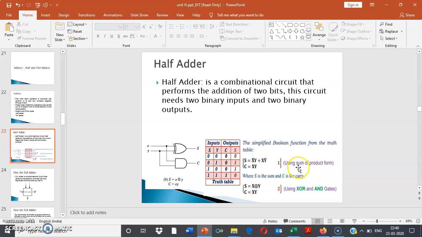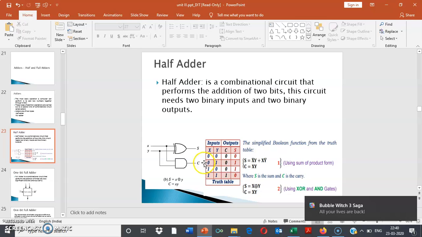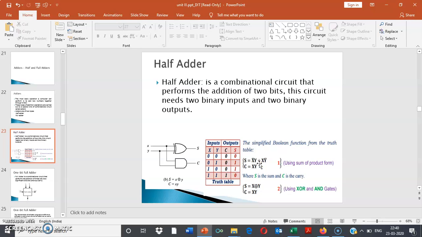This is in the form of sum of products. That means every row is represented as a product, and when we shift from one row to another row, you put a plus sign. So you have S equal to x bar y plus x y bar. Similarly for carry, C is equal to 1 when x and y are 1. So you represent C equal to x y.